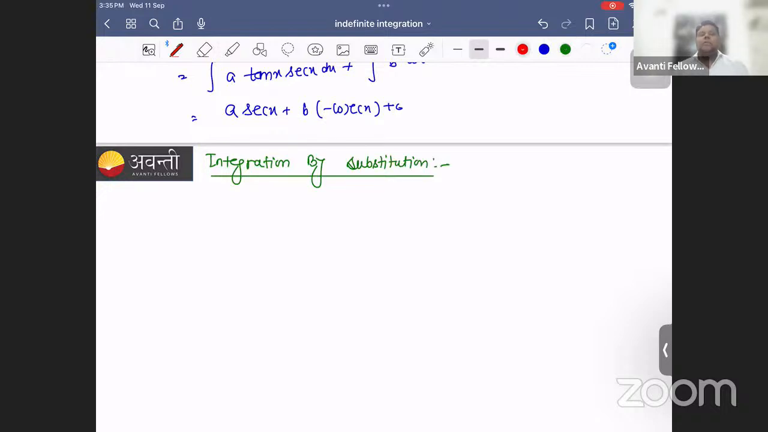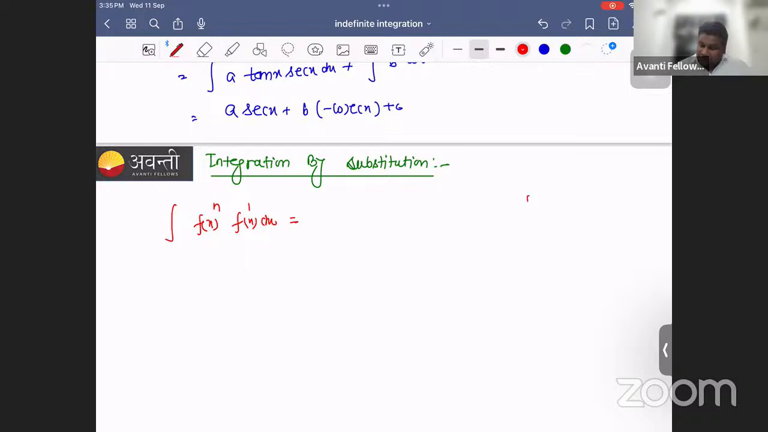Now here we look for a function whose derivative is there in the numerator. Like if you have something like f(x) to the power n into f dash x dx. Got it? So how do we do it?